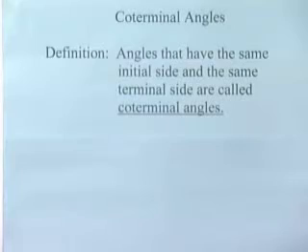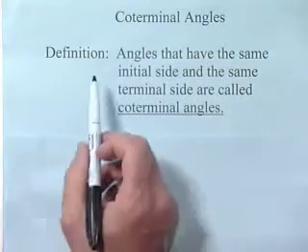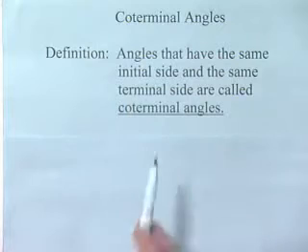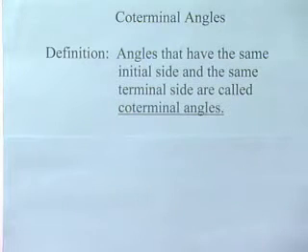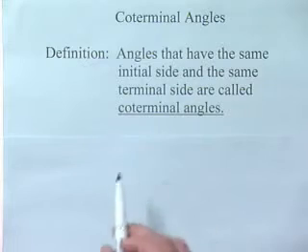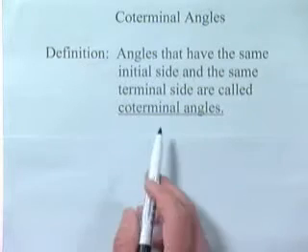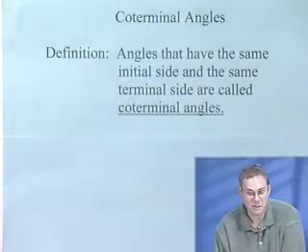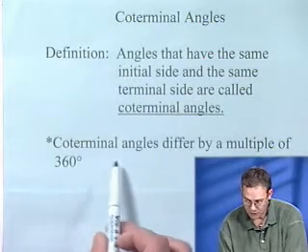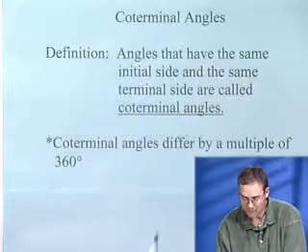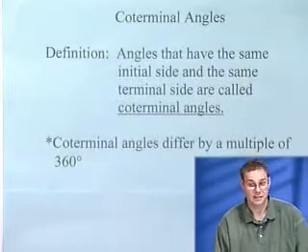Let's define a term known as coterminal angles. Okay? Let's take a look at the definition. Angles that have the same initial side and the same terminal side are called coterminal angles. Basically, coterminal angles are angles that look identical but have different degree measures. One thing to note, coterminal angles will always differ by a multiple of 360 degrees.